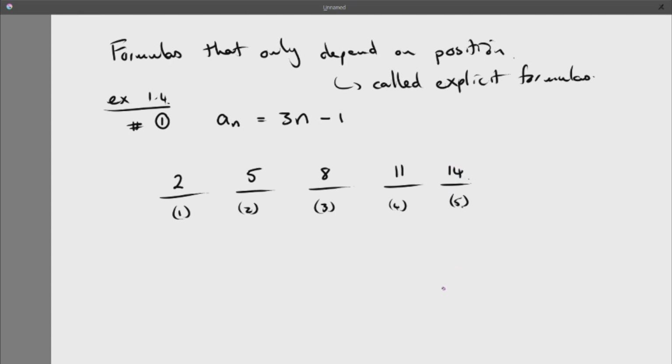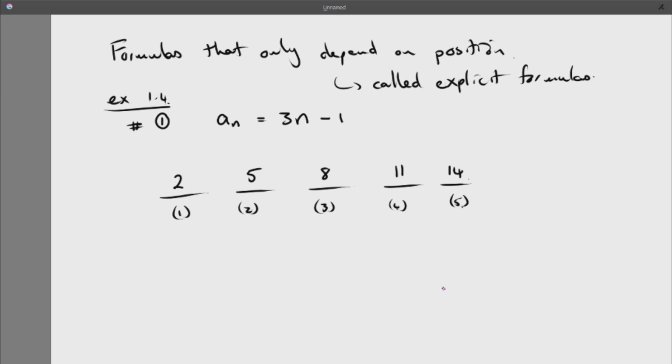Does that make sense? Oh, that was a little fast. It is easier though. I'm not using the actual terms in the sequence. I'm just using the position where I am, plug it into the calculation, get an answer. That answer is the number that goes in that position.